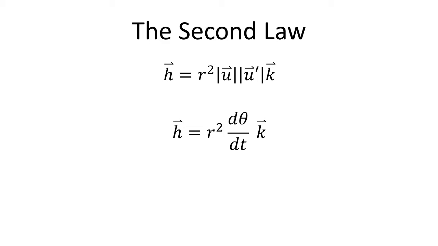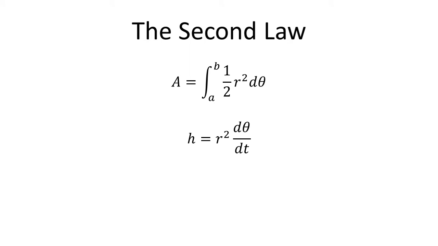Taking the magnitude of both sides of the expression allows the scalar h to be expressed as r squared times d theta by dt. The area swept out by a curve in polar coordinates is equal to the integral of 1/2 r squared d theta. By substituting the expression for h, the area can be expressed as the integral from t naught to t of 1/2 h dt.